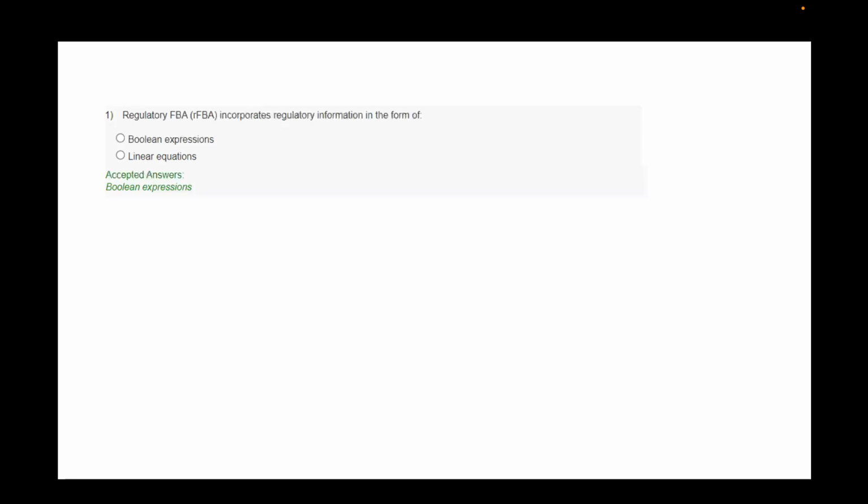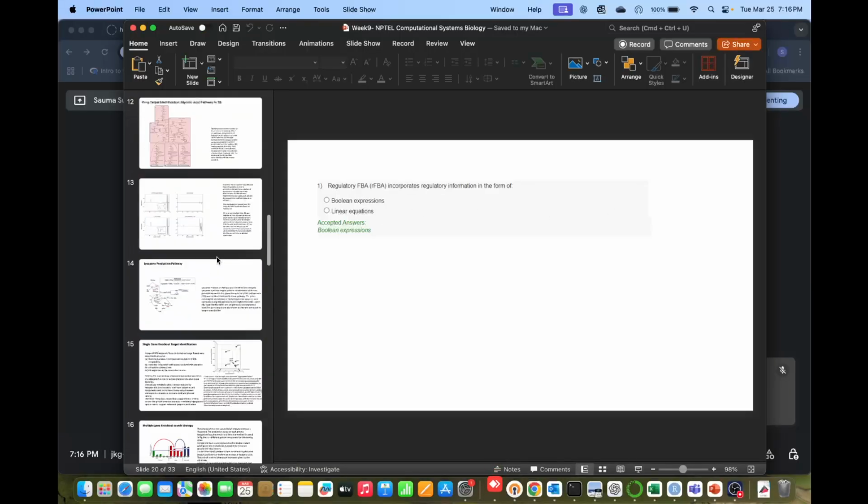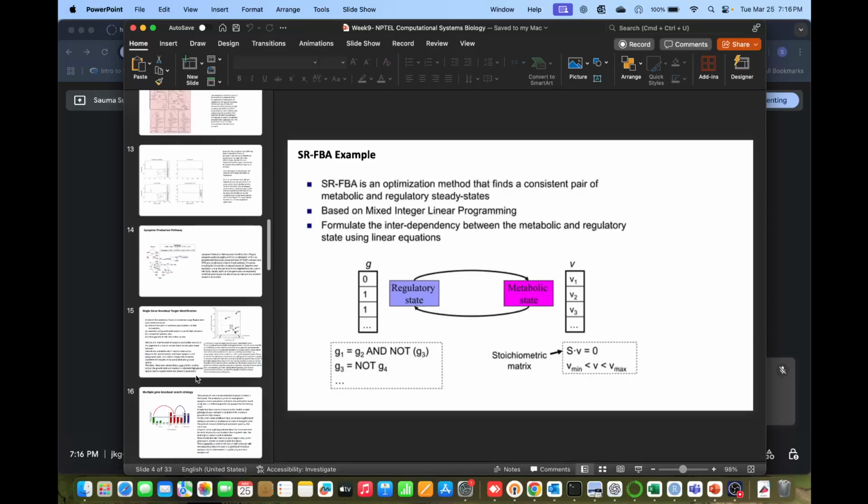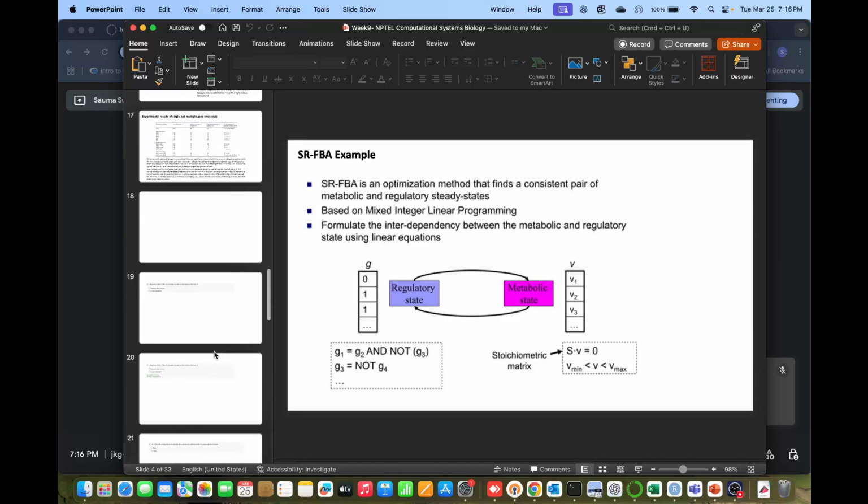Okay, so the answer here is Boolean expressions. If you remember this example, this is actually a very good example for that. So you have metabolic states and the different reactions given by V1, V2, V3, and these are the different regulatory states, 0 or 1. You can incorporate them in terms of differential equations as well, but this is a more standard way to do it. Right? So hopefully that is clear.